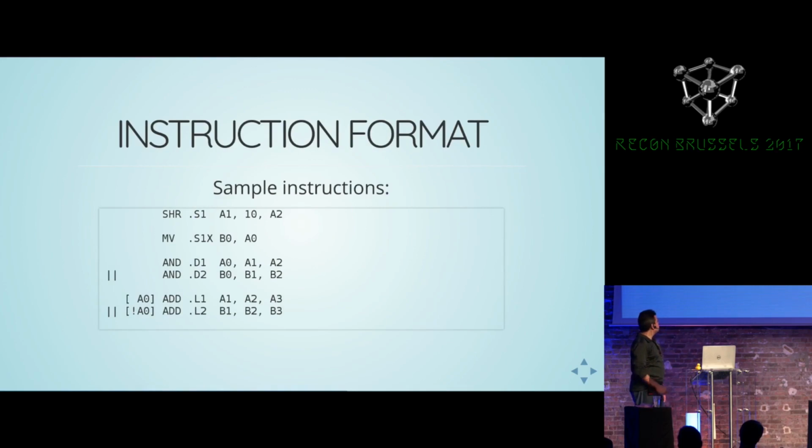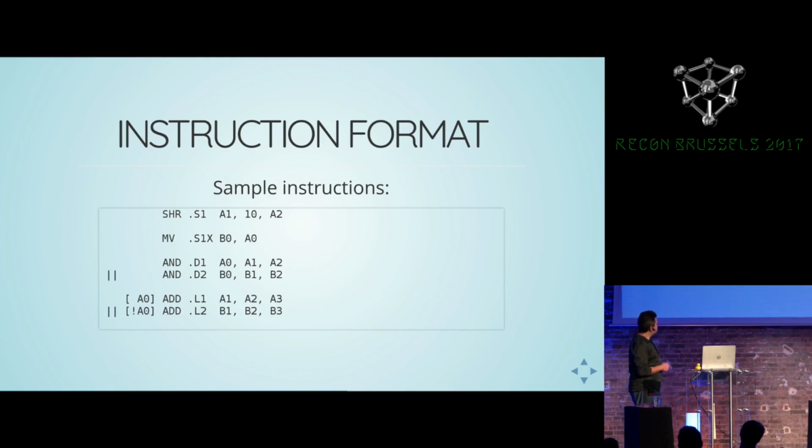These are some sample instructions. This is the instruction shift right. It will be executed at the .S1 functional unit, and it shifts right A1 by 10 and stores the result to A2. This is another instruction that's executed at the same functional unit, but it uses the crosspath. This is the X over here, because it needs to transfer from register file B to register file A. These 2 instructions will be executed in parallel. These 2 bars over here mean that they will be executed at the same cycle, but at different functional units.